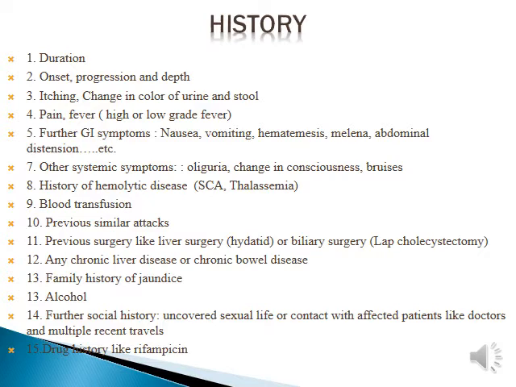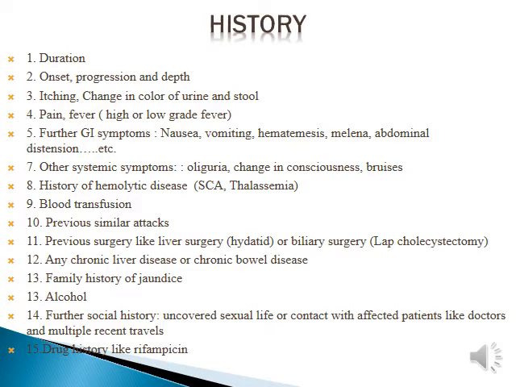Number 5, further GI symptoms, for example nausea and vomiting, hematemesis, melena. You know, a patient with hematemesis and melena who presented with jaundice, that could mean liver cirrhosis, portal hypertension, esophageal varices, and bleeding. Again, abdominal distension is important in history, so this is caused by ascites, and the underlying pathology could be pregnancy or liver cirrhosis. Number 7, other systemic symptoms, for example oliguria.